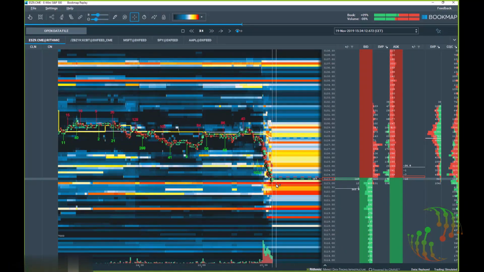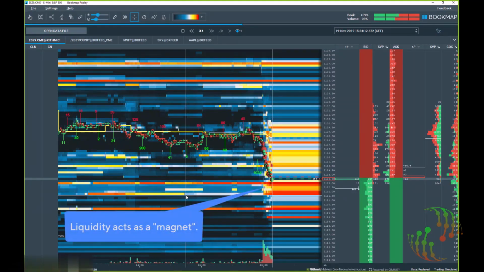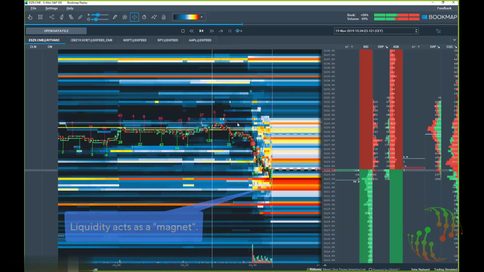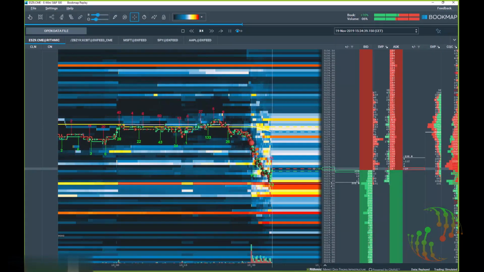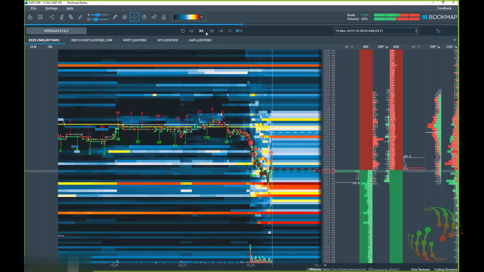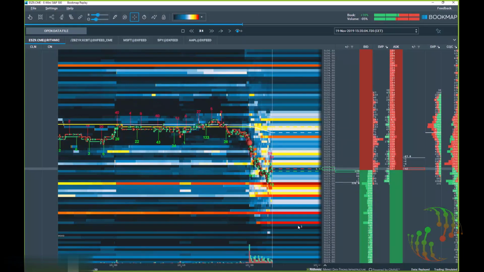Liquidity acts as a magnet. So the price started, it drops heavily down to this area, 23. First of all, if we repeat this game day in and day out, every day, we see that liquidity is an attractor for the price, because price needs fuel and liquidity is fuel for the price.